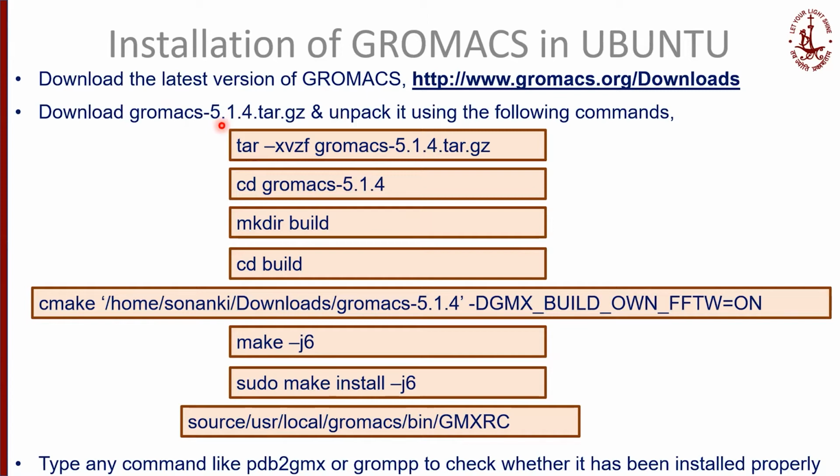In some cases, in the older version, g_rdf will work. In the newer version, g_rdf will not work, so g_rdf_mpi is what is going to work. So in different versions, the first part of the command remains the same, but after that, either it is _mpi or something else, or gmx_rdf is there. Like that, the command changes.